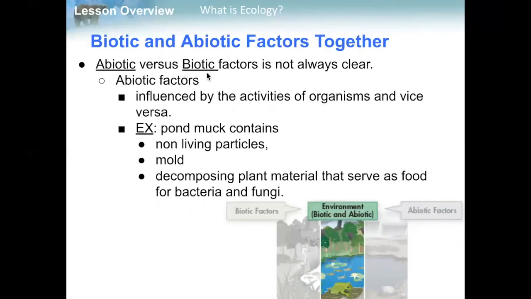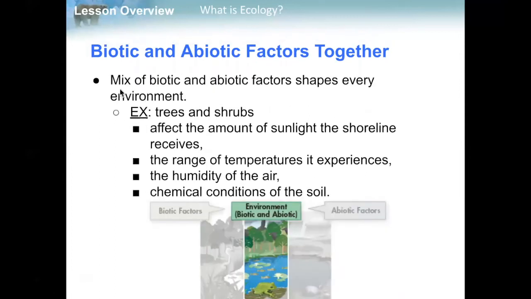The distinction between abiotic and biotic factors is not always clear. Abiotic factors are influenced by the activity of organisms, and vice versa. The pond muck contains non-living particles and mold and decomposing plant material that serves as food for bacteria and fungi. A mix of biotic and abiotic factors shapes every environment. The trees and shrubs affect the amount of sunlight the shoreline receives, the range of temperatures it experiences, the humidity in the air, and the chemical condition of the soil.